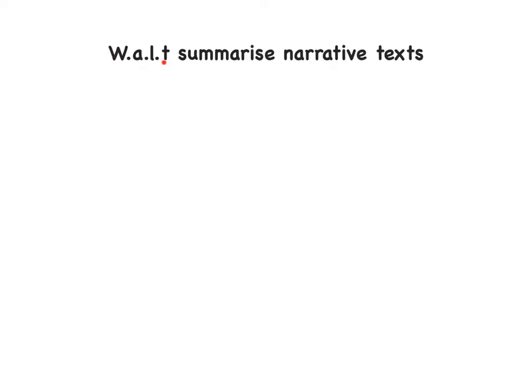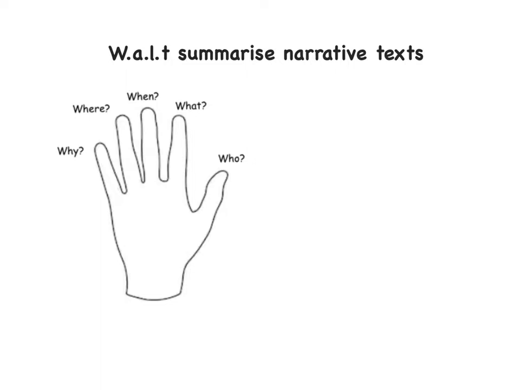We are learning to summarise narrative texts. That means that we are learning to retell the stories we read in our own words. When we want to summarise a story, we can use the 5-finger rule. We want to answer these questions: who, what, when, where, and why.